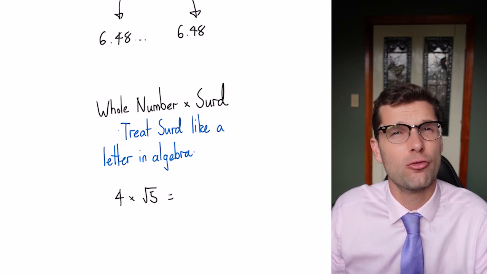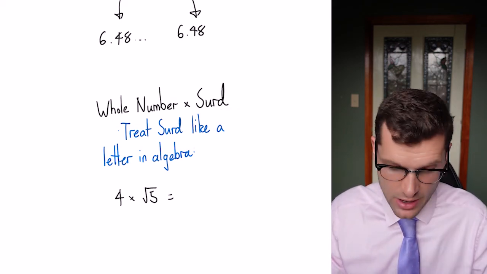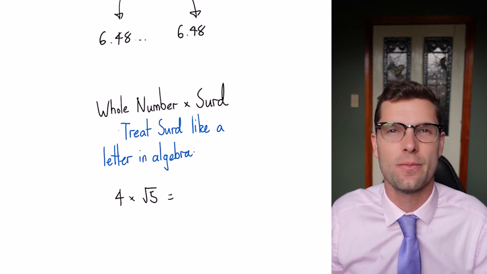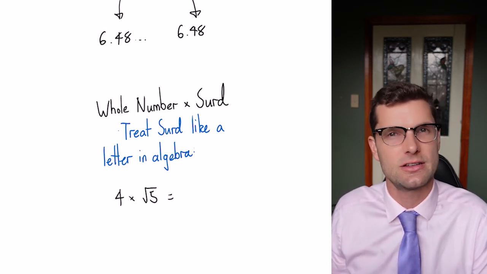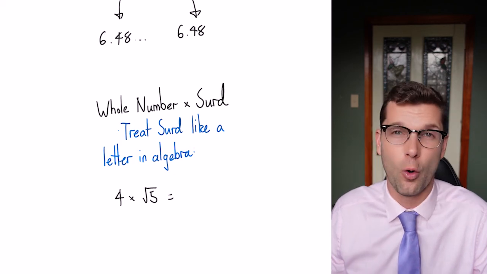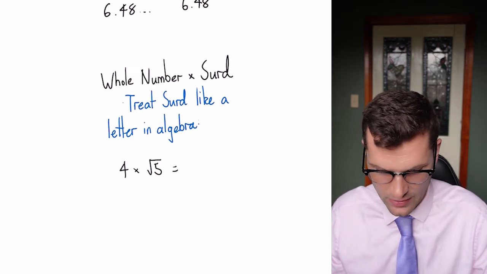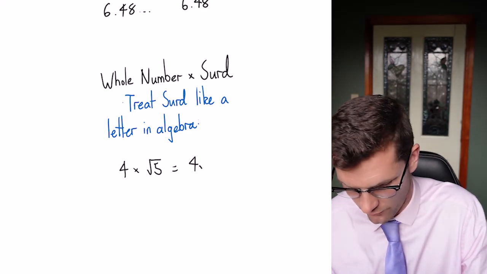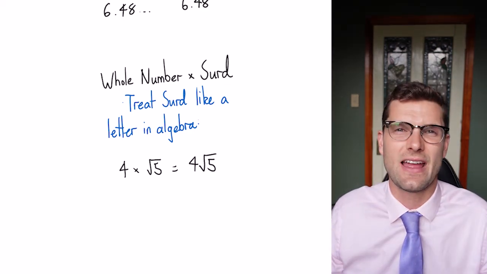Just a final point on writing these down when we've got a whole number. We just treat the surd like we do a regular algebraic term. So a whole number multiplied by a surd will look like 4 times the square root of something. Instead of writing that times, it's just the convention to write it as 4 root 5, and that's full marks.